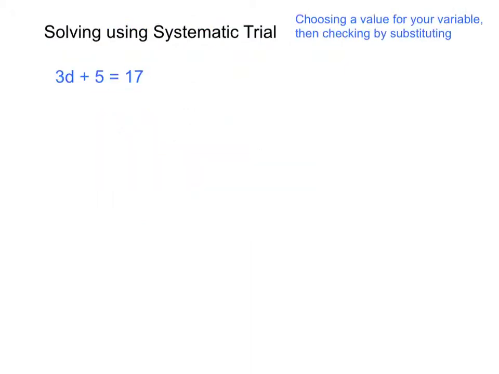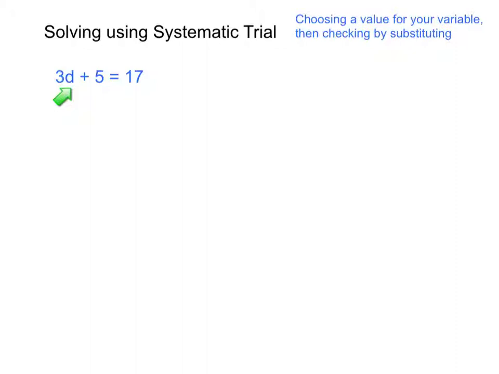The first method that we're going to learn for solving equations in algebra is called systematic trial. And like I said, that's just kind of guess and checking. I've put the definition up in the corner here just to remind us. So it's just to choose a value for your variable. So in this example, our variable is the d. Remember, your variable is always the letter that you see represented in your equation. You substitute that value in for your variable, and then you see if your equation makes sense or if it's true. So let's go through an example of what that might look like.